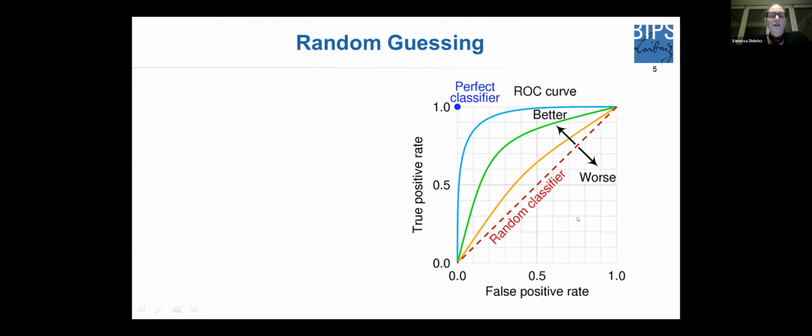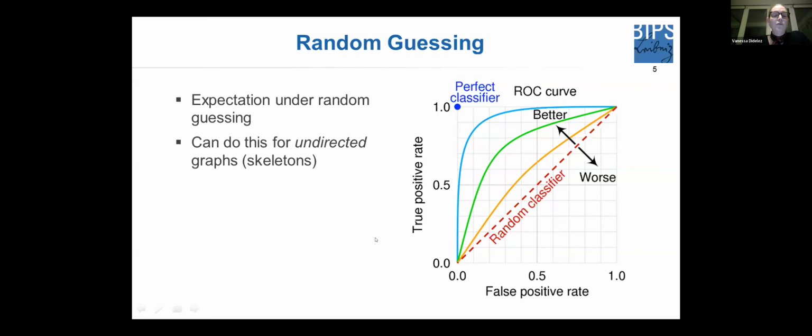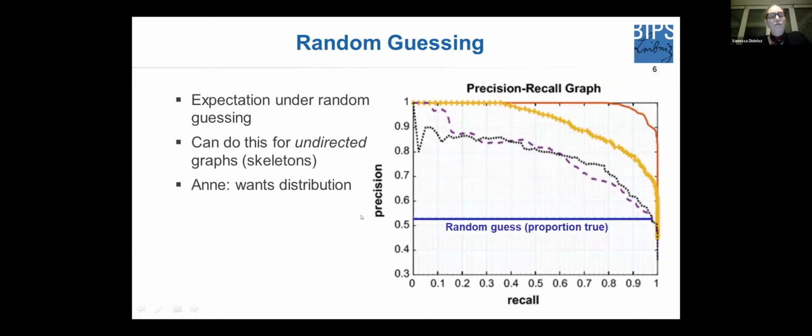Let's think a little bit about random guessing. We know from classification tasks, when we draw ROC curves, what the random classifier does. And this is also what you can do in undirected graphs. So when you evaluate skeletons, and this is what is being done, with many repetitions, you would hope that you don't have so much randomness, that you can draw the expectations. But Anna wanted the distribution, and she also calculates precision and recall graphs, where also we know, at least in expectation, what the random guessing would give us. But this doesn't help with other measures.